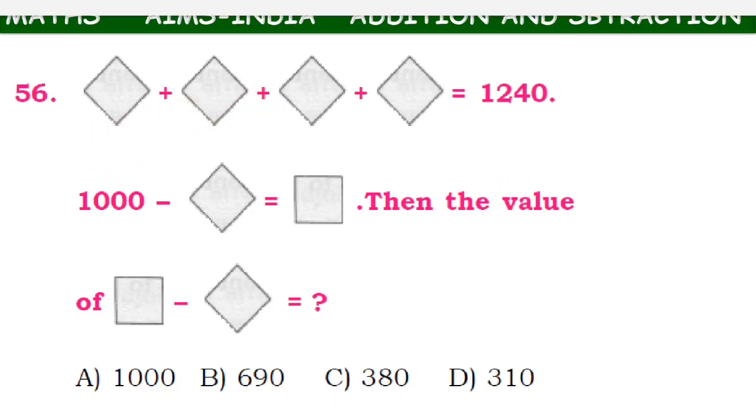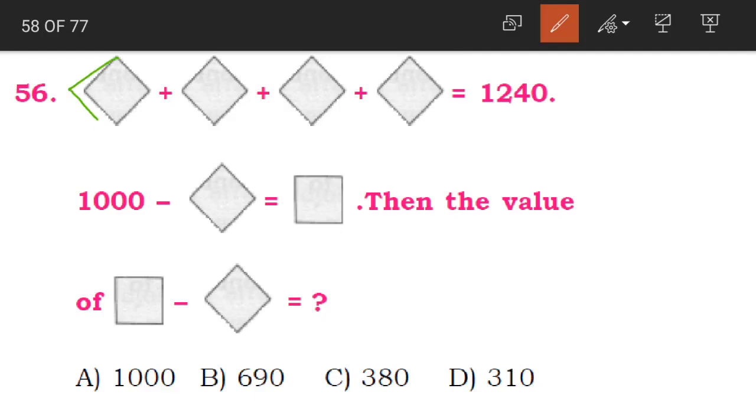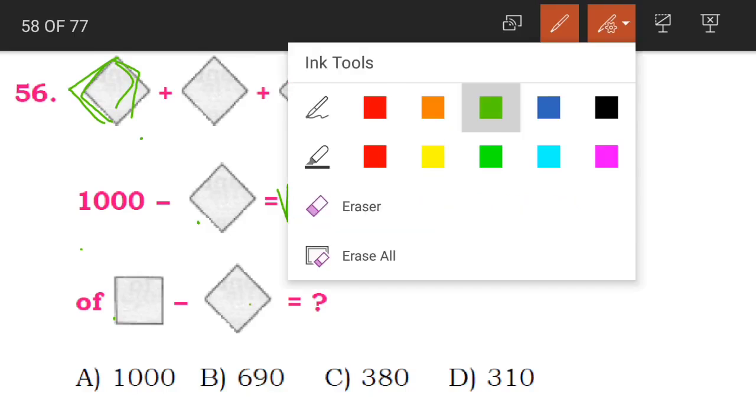These are rhombus. This shape is called a rhombus. Just like this is a square, this here is a rhombus. Now 4 rhombus is equal to 1240. 1000 minus rhombus is equal to square. Now we need to find out the value of square minus rhombus.